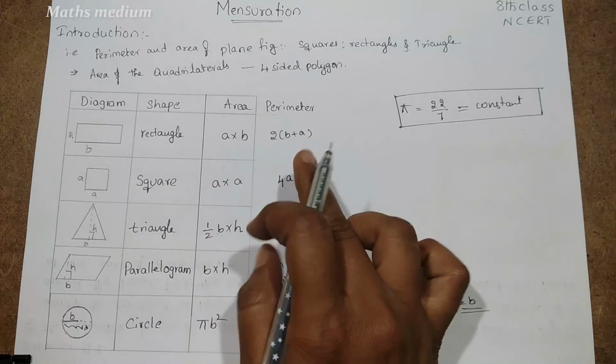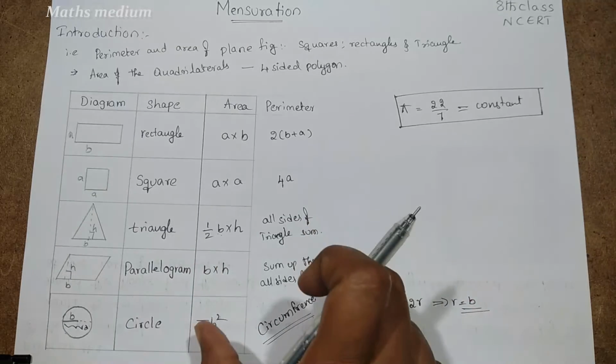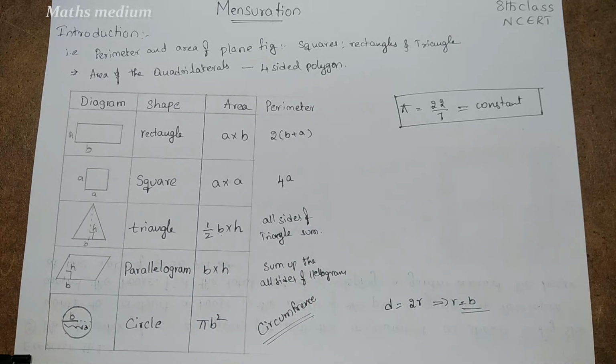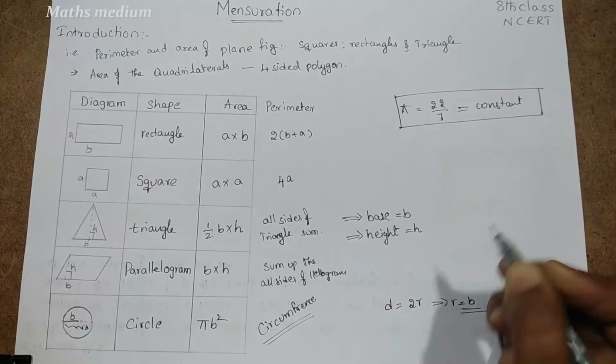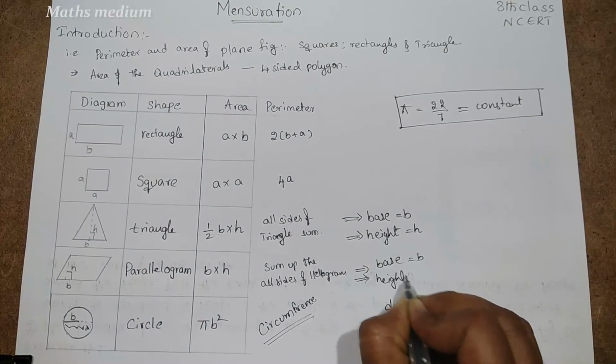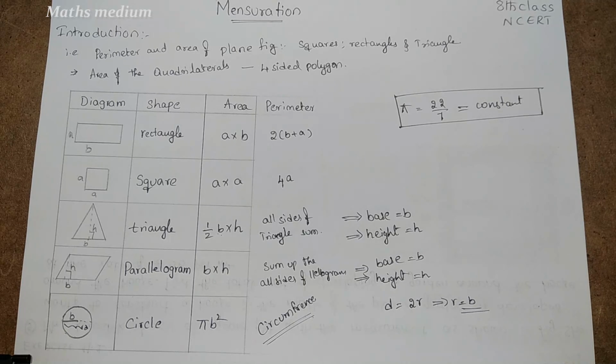By using these area and perimeter formulas, we can get any problem solutions easily. So clearly I am writing here base is equal to b, h is equal to height here also. So I hope you understand about this session.